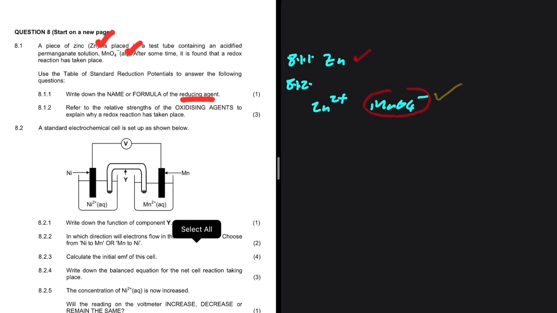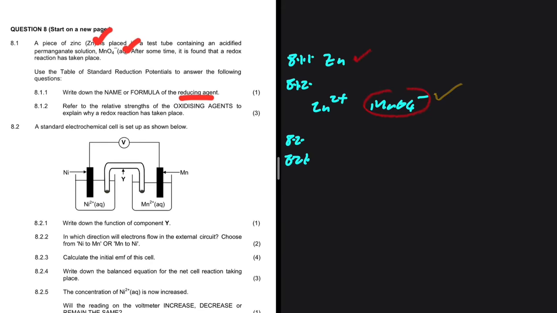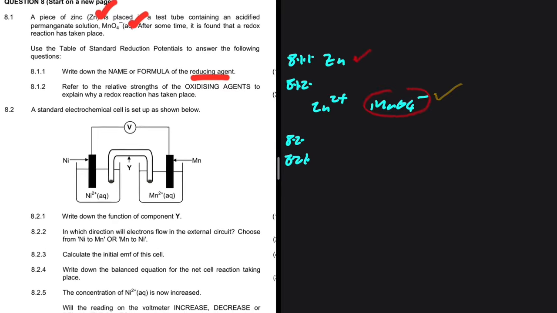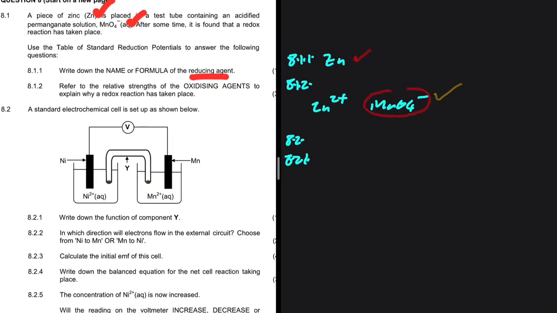It is going to undergo oxidation to form zinc 2 plus and 2 electrons. That is 8.1.2. Let's take a look at 8.2 and 8.2.1. So we have a standard electrochemical cell, and the first question is to write the function of component Y. Component Y is a salt bridge.